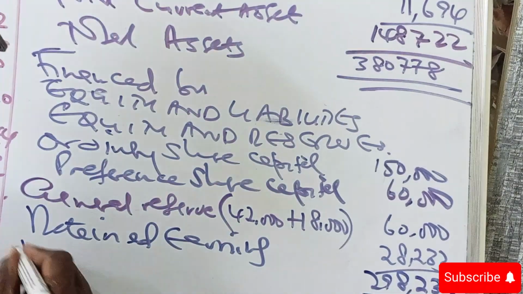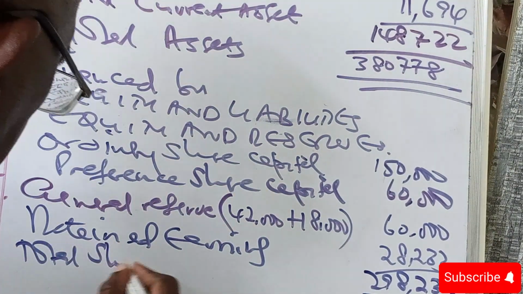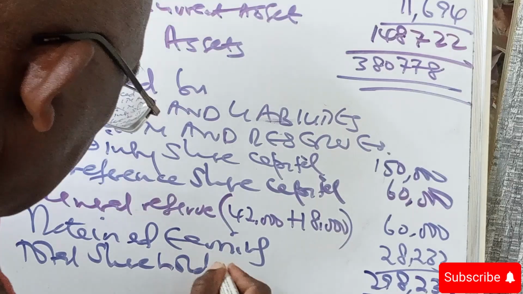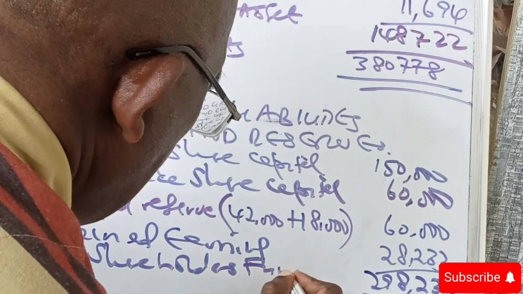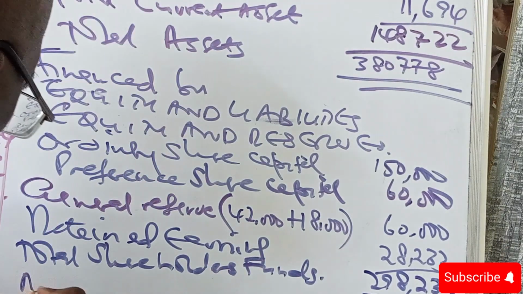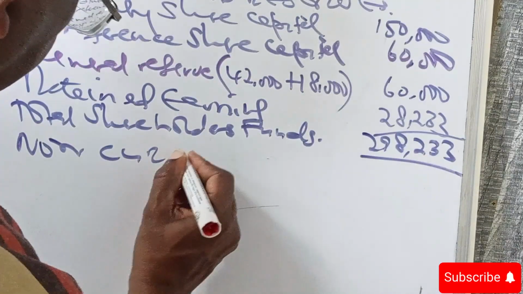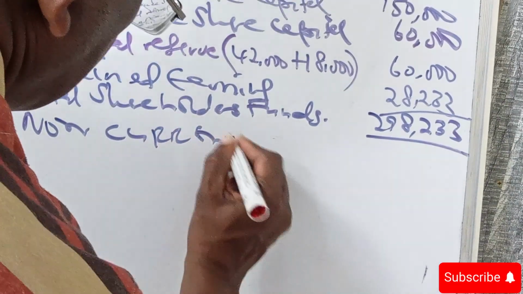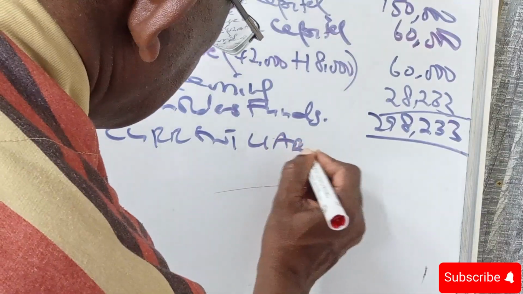298,233. Total shareholders' funds. Then we come to non-current liabilities. The format. Non-current liabilities.